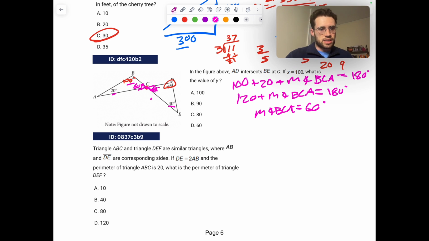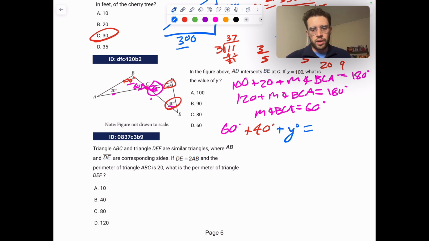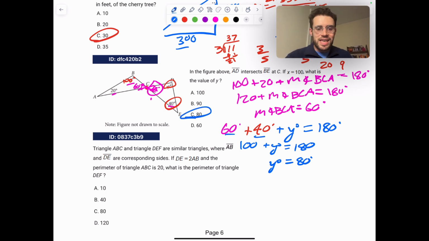So this 60 that we solved for with the vertical angle, plus the given 40, plus the measure of angle y, or measure of angle d, which is y degrees, would add up to 180 degrees. 60 plus 40 makes 100. So you could think what plus 100 makes 180, y degrees must be 80 degrees. Also think of it as subtract 100 from both sides. So that means that y would be 80.